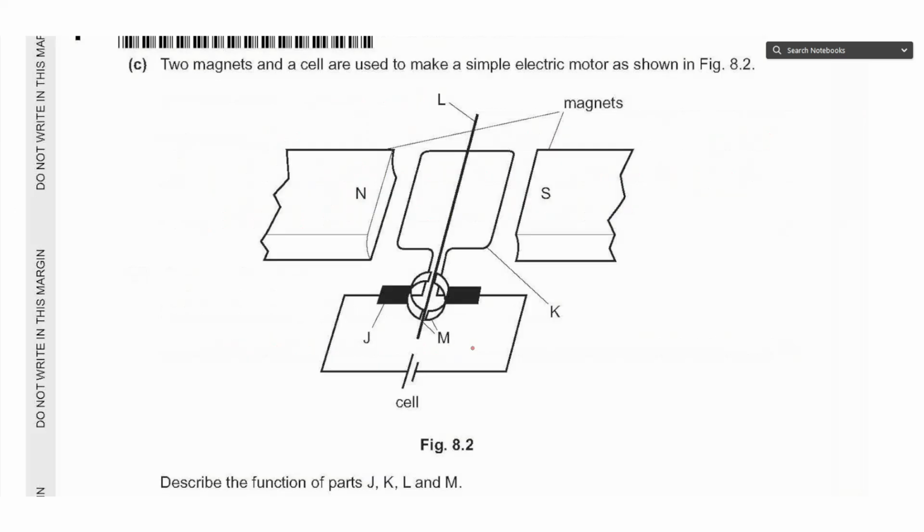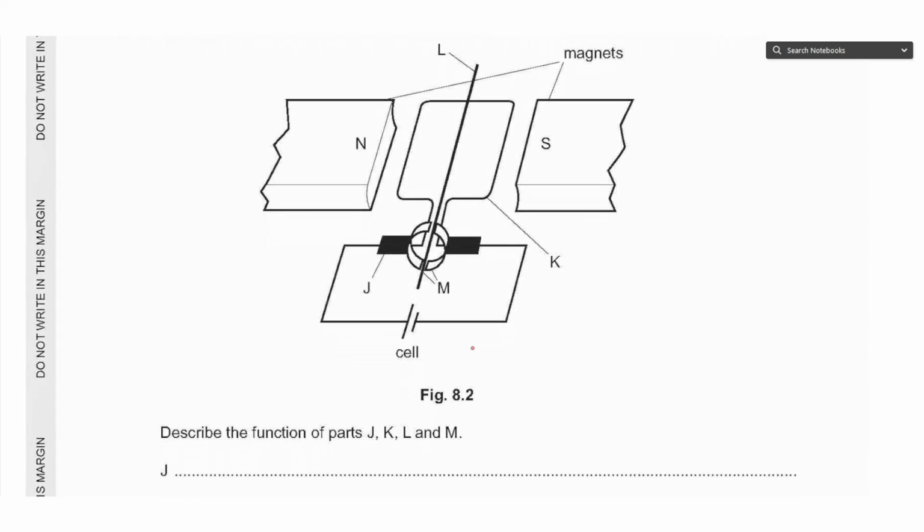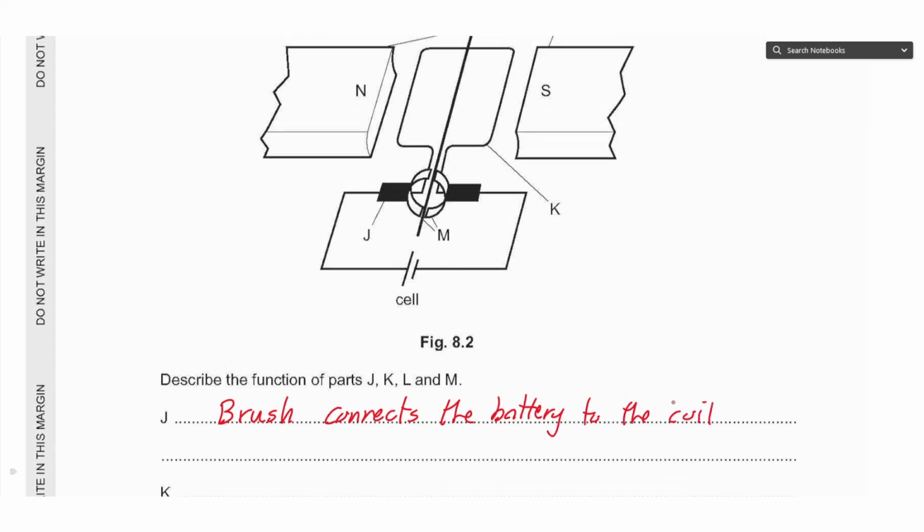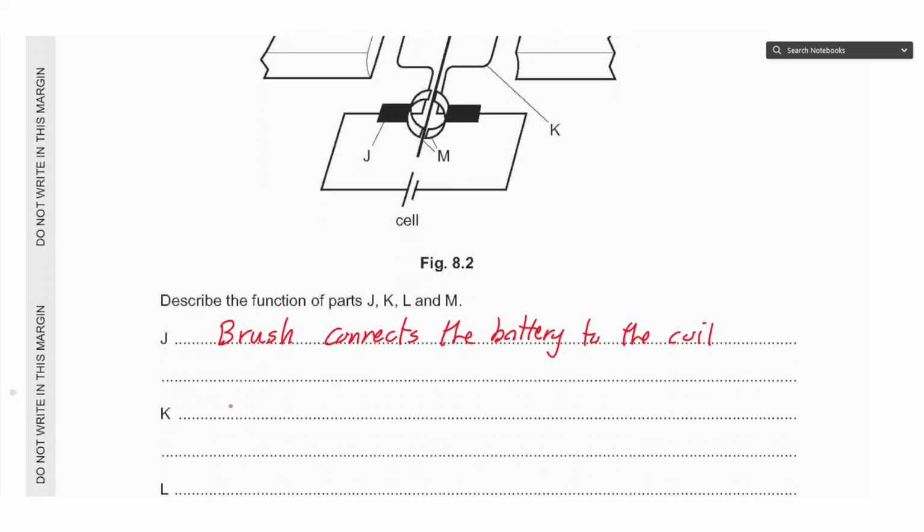Part C says two magnets and the cell are used to make a simple electric motor as shown in figure 8.2. Describe the function of parts J, K, L and M. So J first, this is a brush which is used to connect the battery or the cell here to the coil. Part K is the actual coil. So we have the coil, it rotates due to the current and the magnetic field.